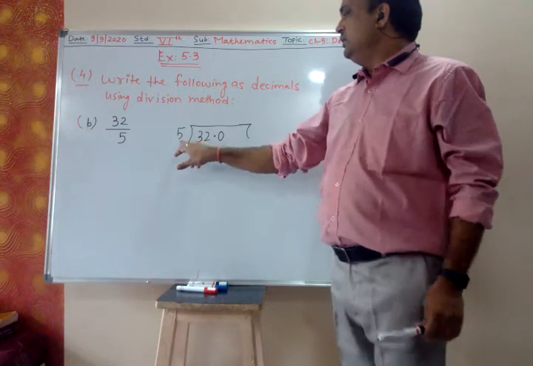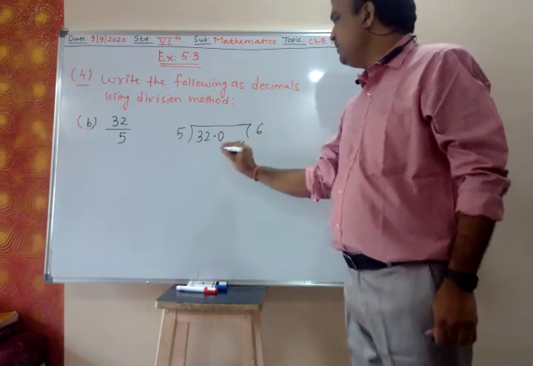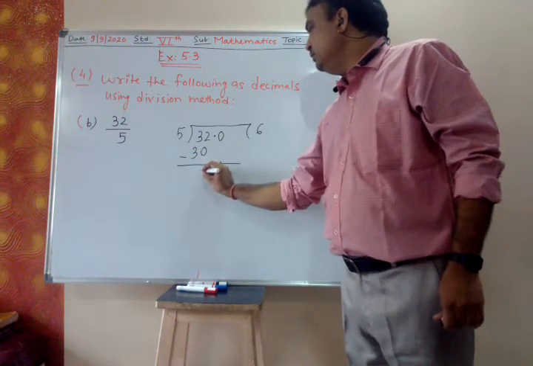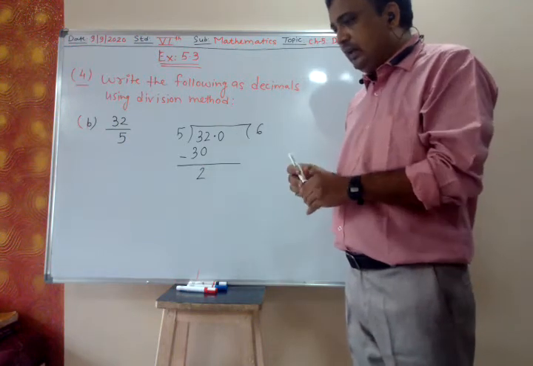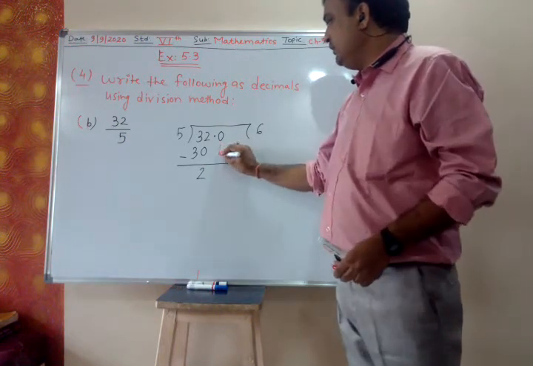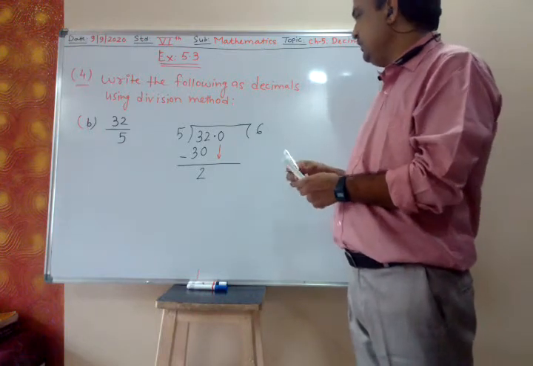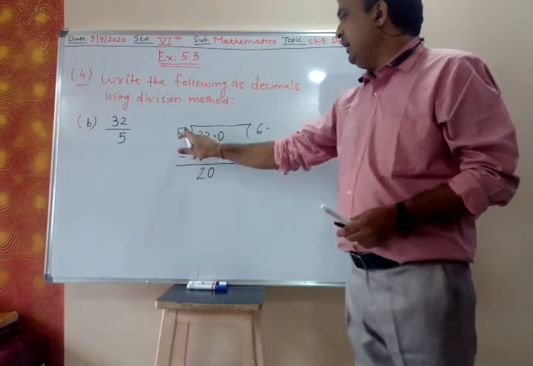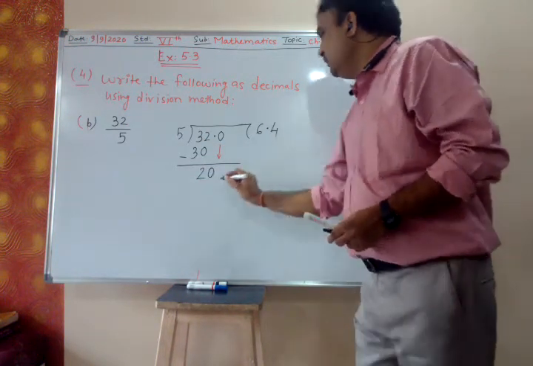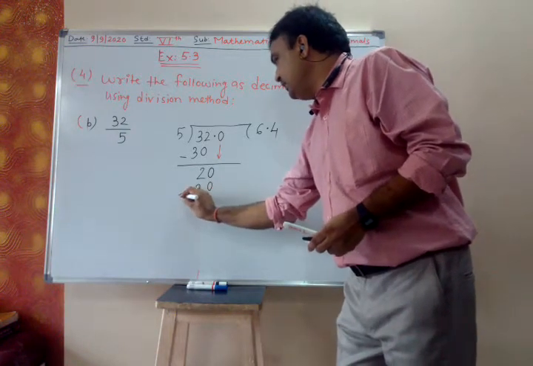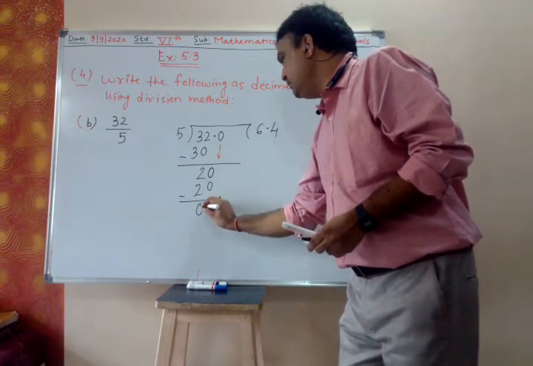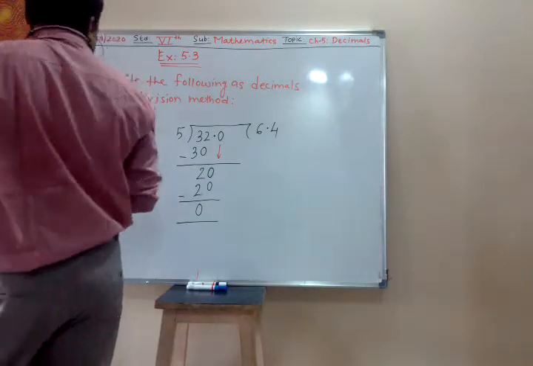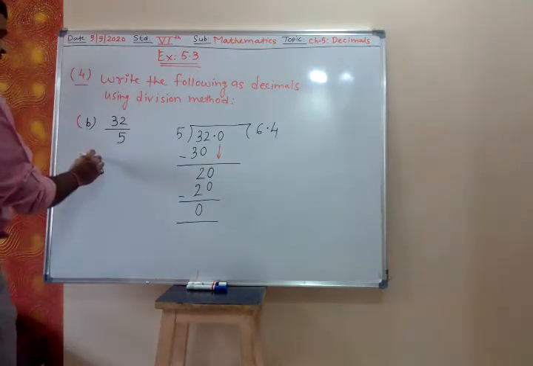This is 32. So 5 6s are 30. 30 minus 32 is 2. Then I will carry forward a 0, I will take down 1 0. So this becomes 20. But there is a point, so I will write the point. Then 5 4s are 20. We do the division till the remainder becomes 0. So the answer is 6.4.